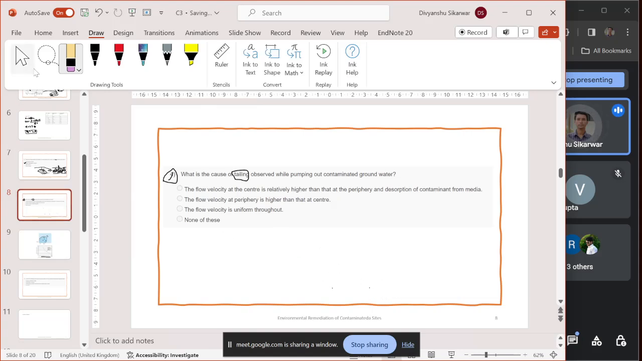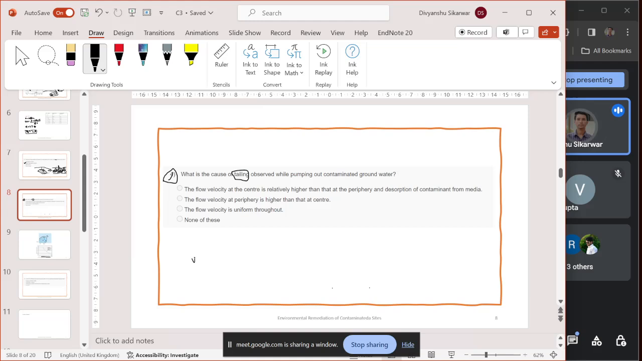In week 3, we discussed different methods to remediate contaminated sites. Before that, we were discussing risk assessment, how to calculate how much risk a particular contaminated site poses. If the site is posing a significant risk, we will think of remediating the contaminants. One of the methods is pump and treat.